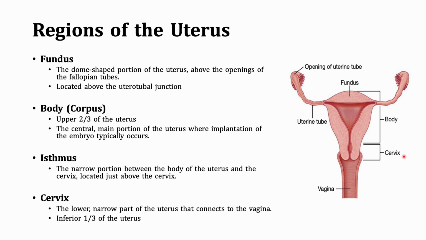And then we have the cervix right here. That's the lower narrow part of the uterus that connects to the vagina, or the inferior one-third of the uterus.